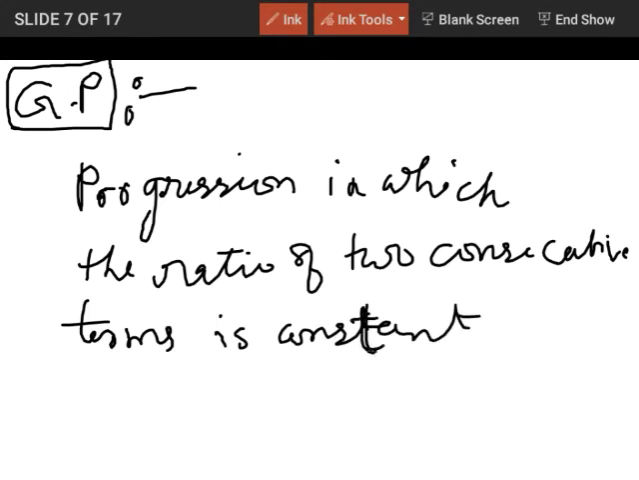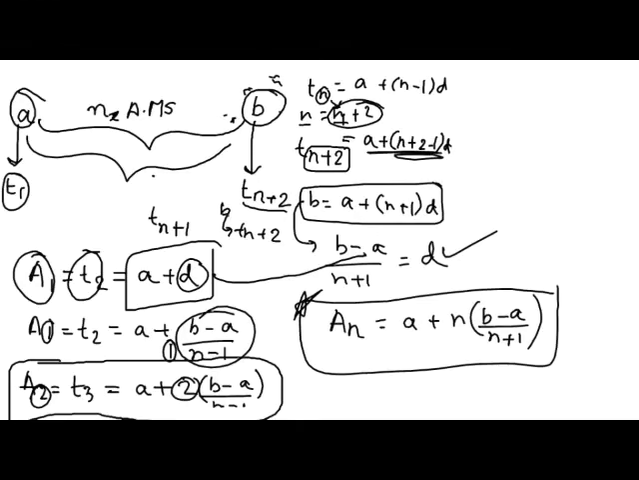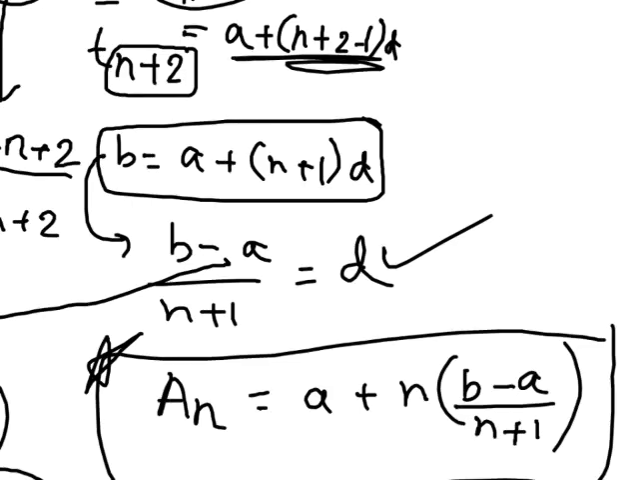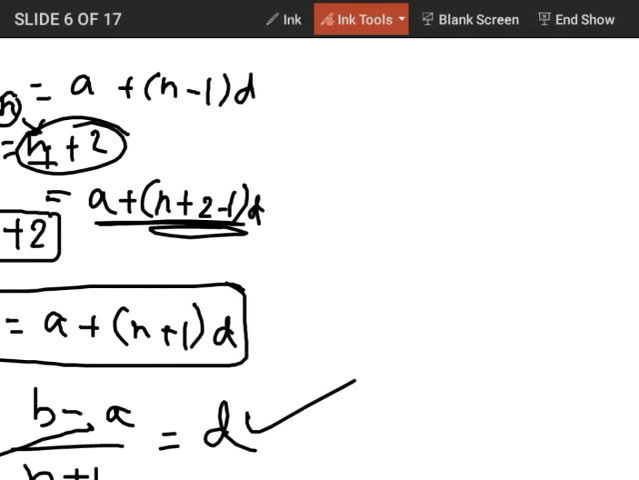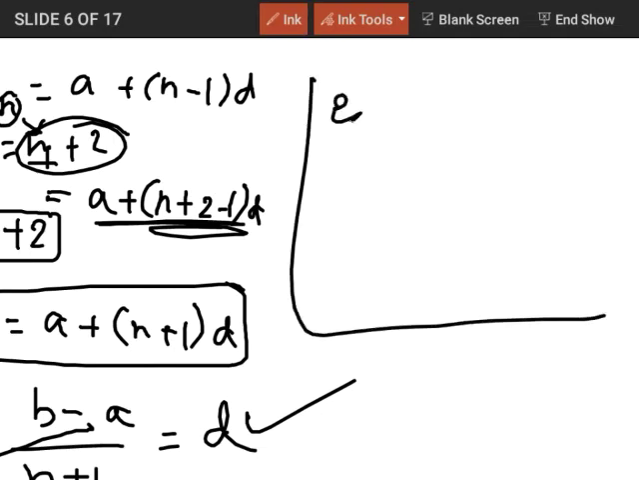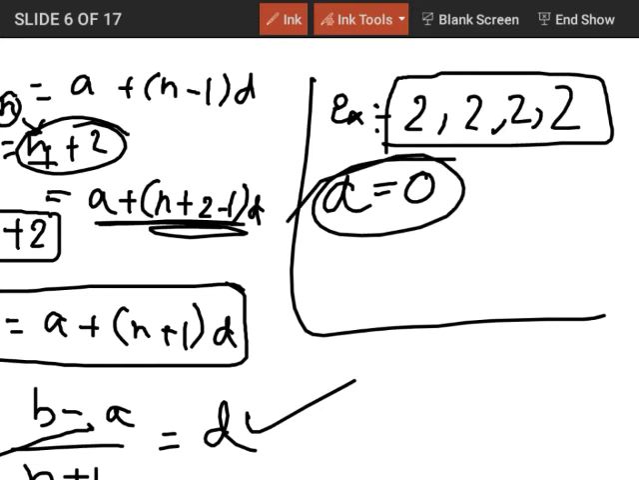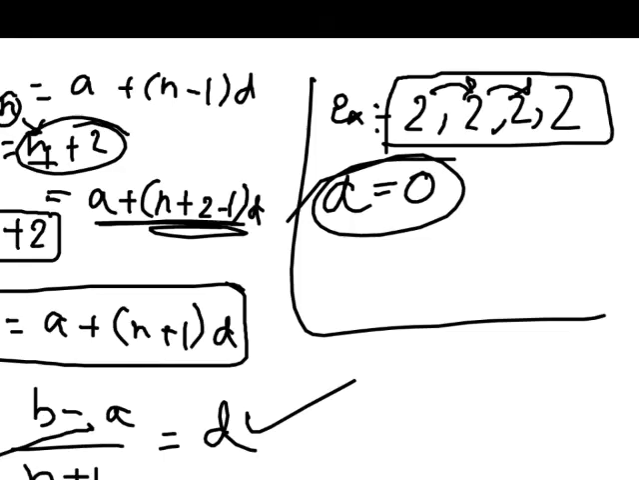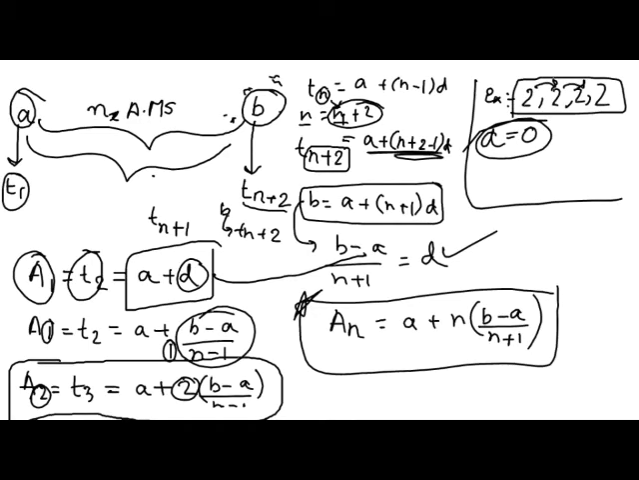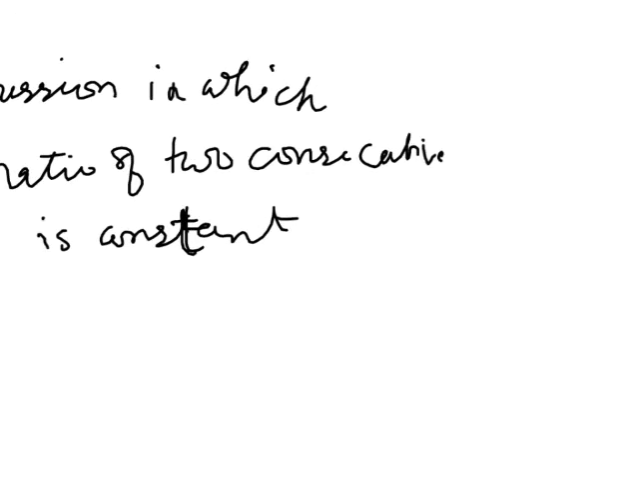One small thing I forgot to tell you: if I tell you 2, 2, 2, 2, is this an arithmetic progression? Yes, it is an arithmetic progression with common difference 0. So if you add 0, 0, 0, you will get the same. This is a very common thing, but I thought of telling you. Okay, let's get back to the GP.